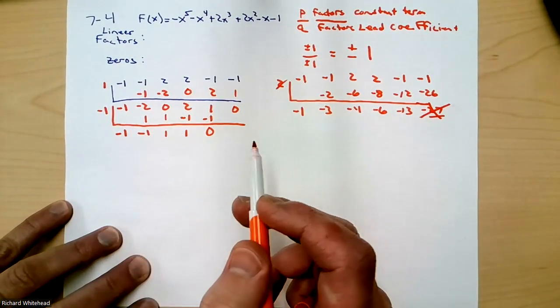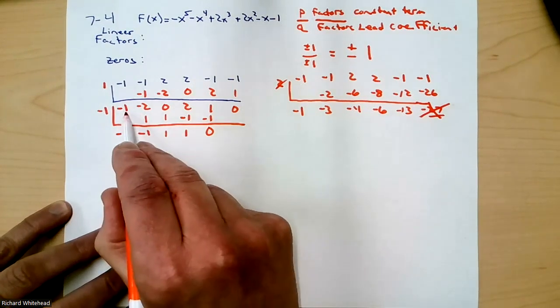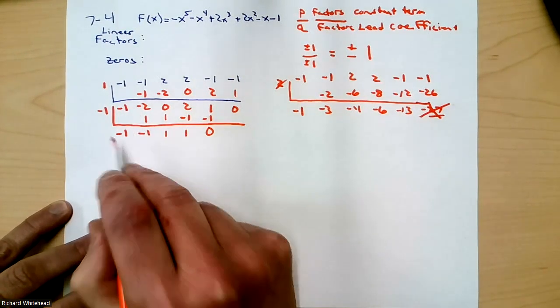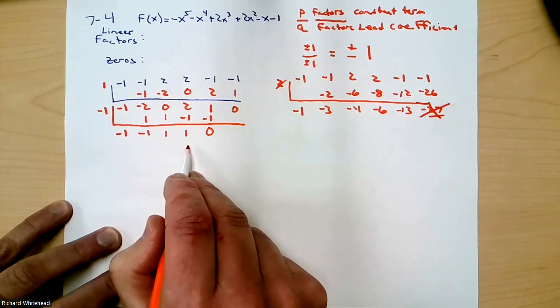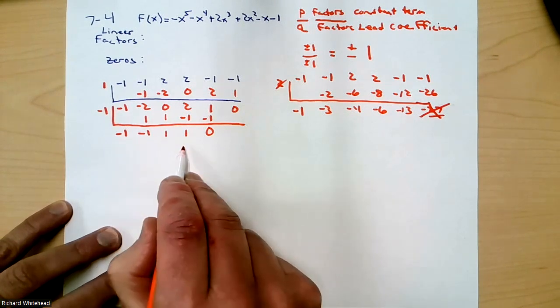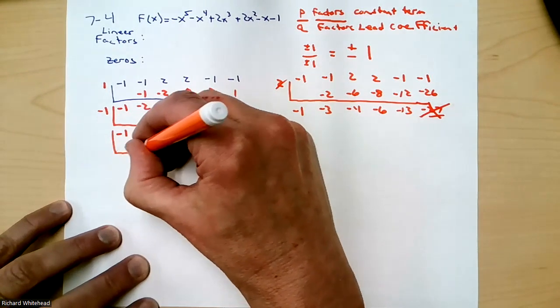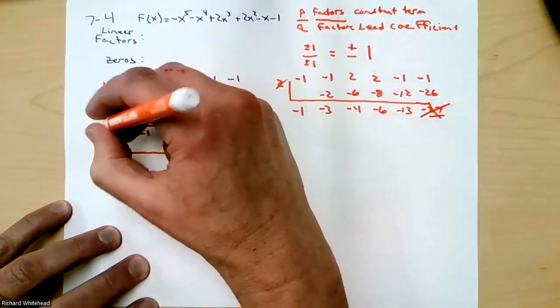Now I've got this. And you're thinking, wait a second. I started x to the 5th. This row is x to the 4th. This row is x to the 3rd. You could actually factor this by grouping now if you wanted. Or, like Dora the Explorer says, you could keep going.